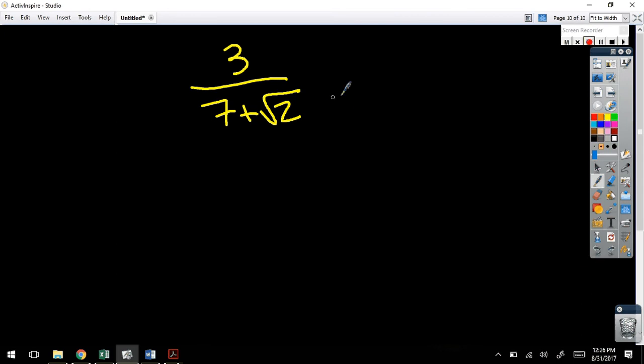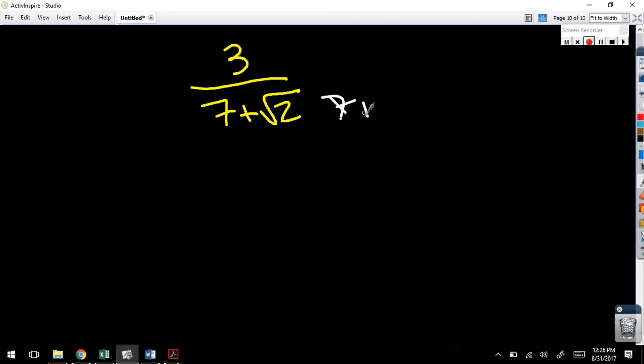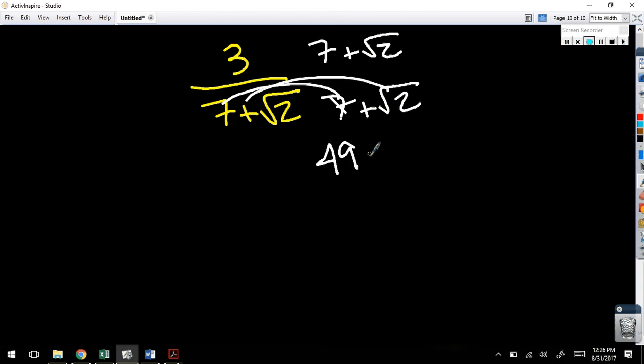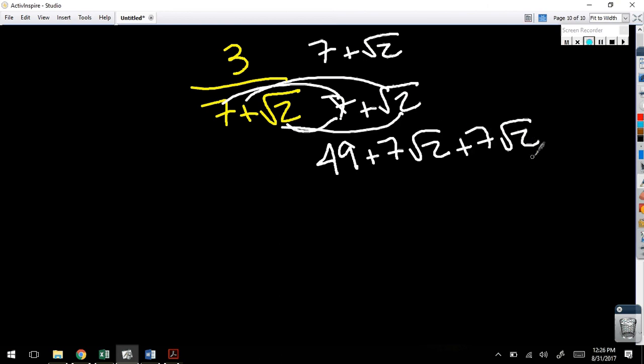Okay, let's try it and see what happens. 7 plus root 2, 7 plus root 2. And I'm not going to worry about the top. I'm going to just do the bottom right now because that's really what we're concerned about, right? All right, 7 times 7, 49. Plus 7 root 2, plus 7 root 2, plus 2. I still got radicals in the bottom, yes?